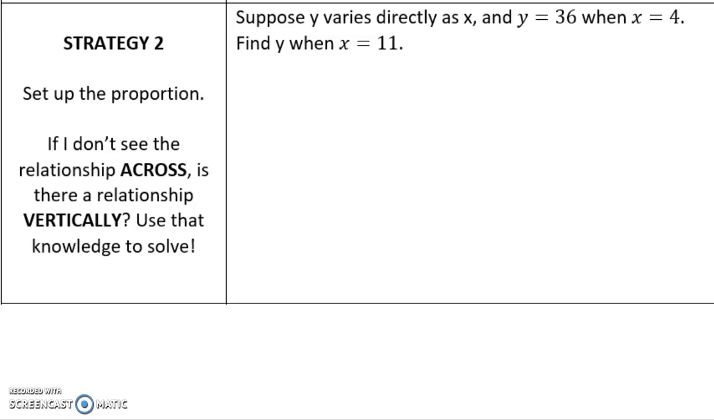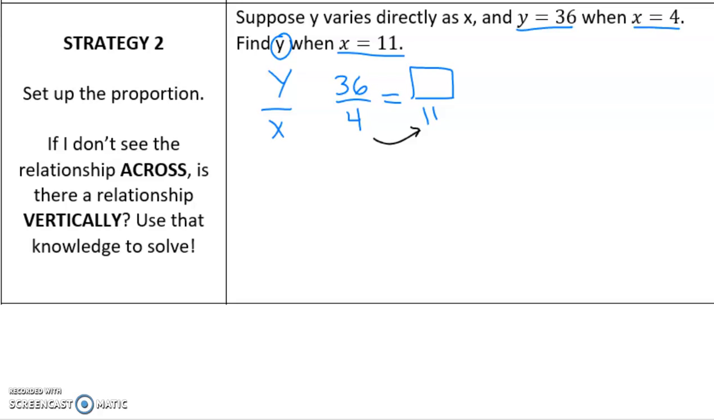What in the world, Miss Valente? Let's find out. Suppose y varies directly as x. Set up my ratio, label the parts. Y is 36 when x is 4, and then it says find y. I don't know my numerator when x is 11. When I look at this, I don't know what I multiply by off the top of my head: 4 times what equals 11? That's not super helpful right now.